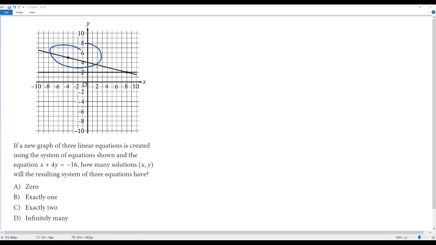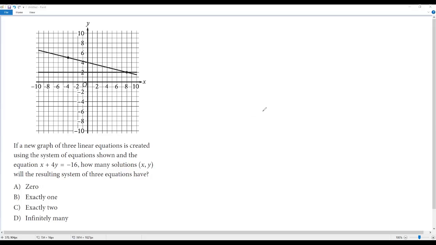So we have two straight lines over here. From these two straight lines, we'll be getting two linear equations, and we have to use the other equation in the question. It's over here. So using these three equations, we have to create a new system of three linear equations. So if we create such a system, how many solutions will the system have?